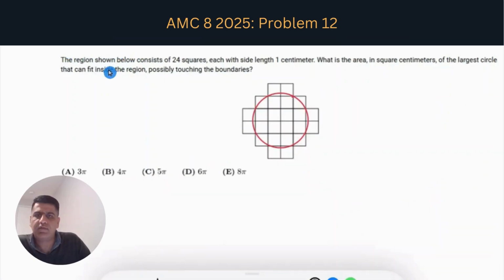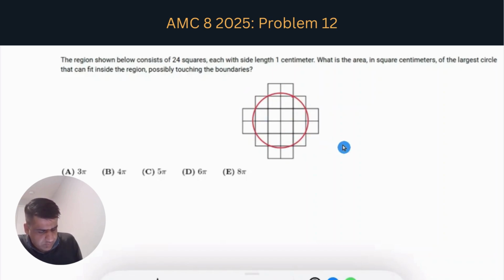Look at problem 12. In this problem, we are given this figure that consists of 24 squares, each with side length of 1 centimeter. And we have to find the area of the largest circle that can fit inside the region, and it can touch the boundaries, but it cannot cross the boundaries. So the circle that meets these requirements, I have already drawn up here, that can be seen.